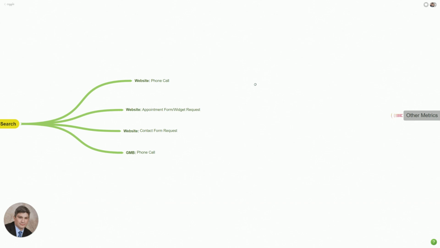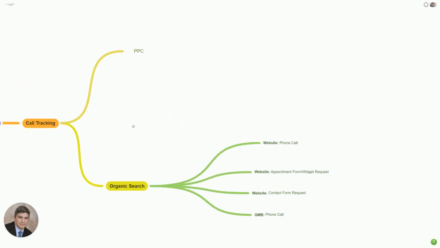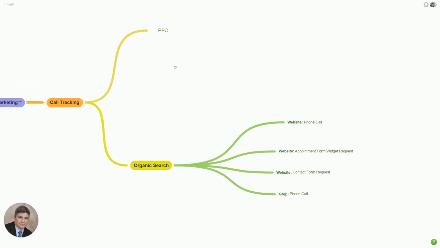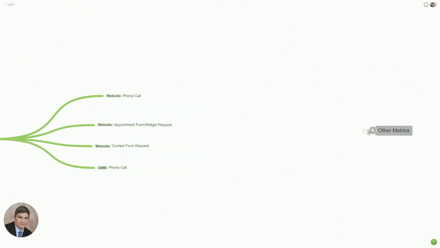Well, we're going to measure it in appointment form requests, contact form requests, and phone calls, right? Because that's the only way that we can know, at least from the internet marketing perspective, from organic search. We have pay-per-click, don't forget. But the only way that we can really know where people are coming from, and what's working, is by tracking these metrics. So now, what do I say about other metrics?